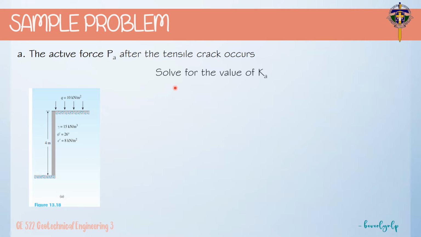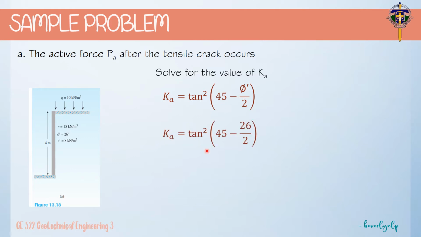So first things first, we have to solve for the value of the coefficient of Rankine's active earth pressure, designated as K_A. And we said that we can solve that through the following equation: tangent squared multiplied by the quantity 45 minus the angle of friction divided by 2. Since the angle of friction is given, we can directly substitute, and we come up with the value of our coefficient of Rankine's active earth pressure, that is 0.39.